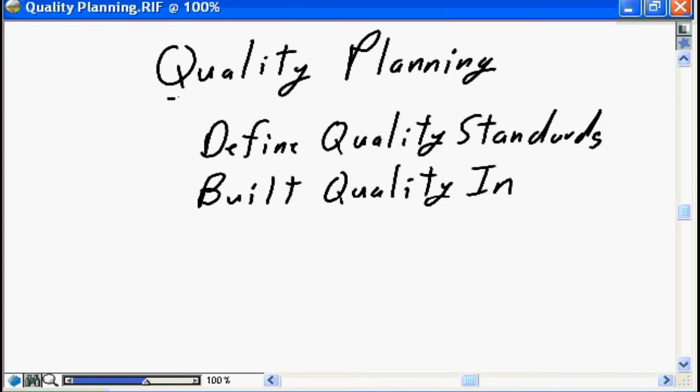The first step in the quality process as defined in the PMBOK guide is quality planning. Defining the quality standards, identifying the level of quality, identifying the processes that must be included in the project to ensure the project delivers to the quality expectations. And different projects will have different quality expectations.